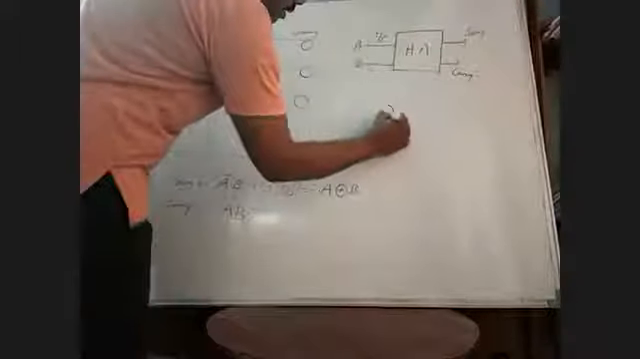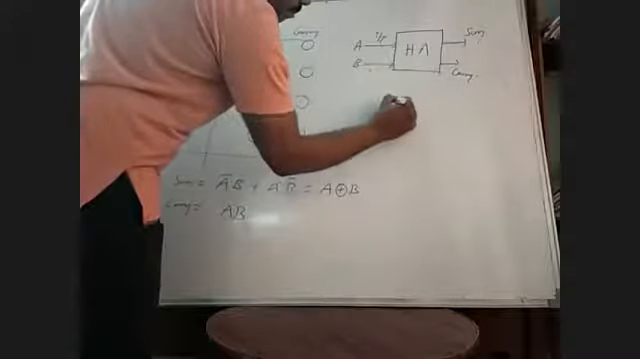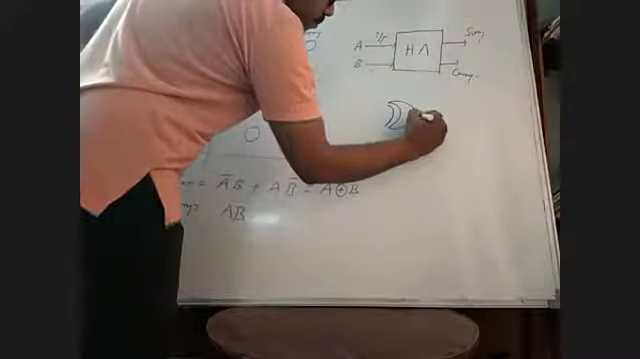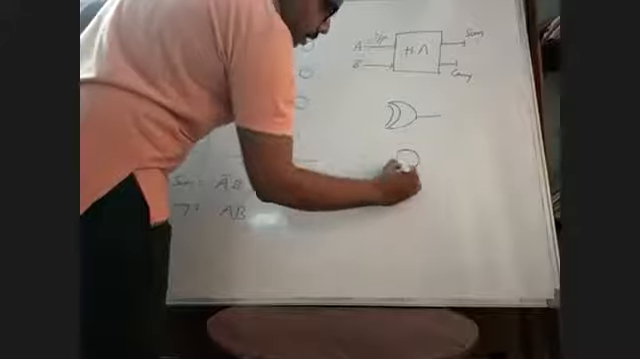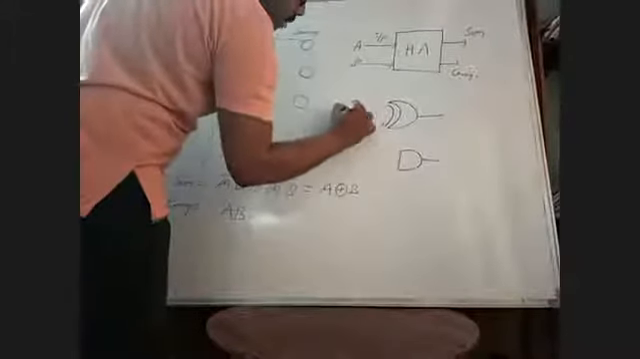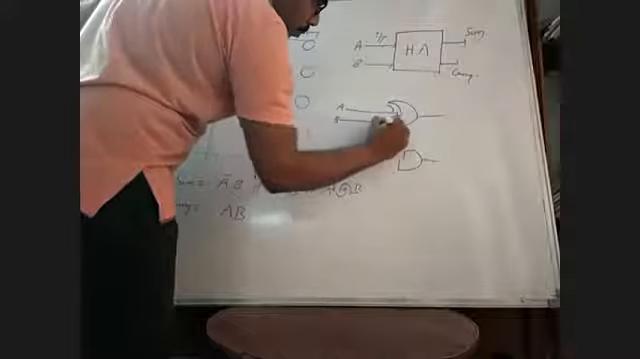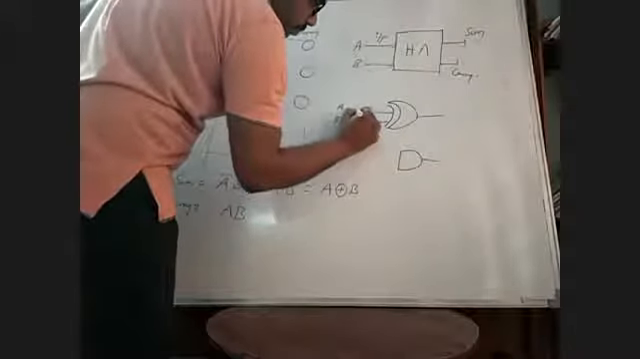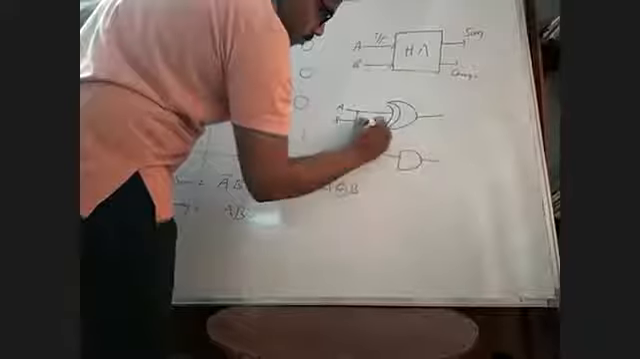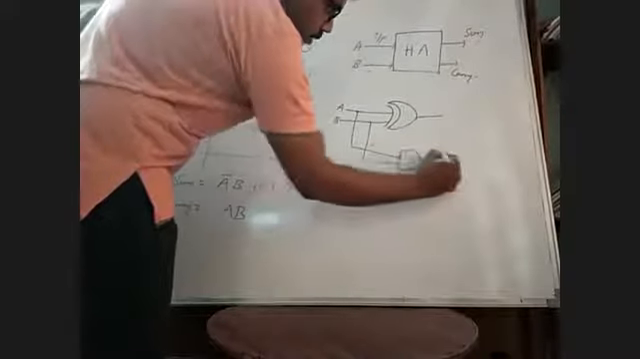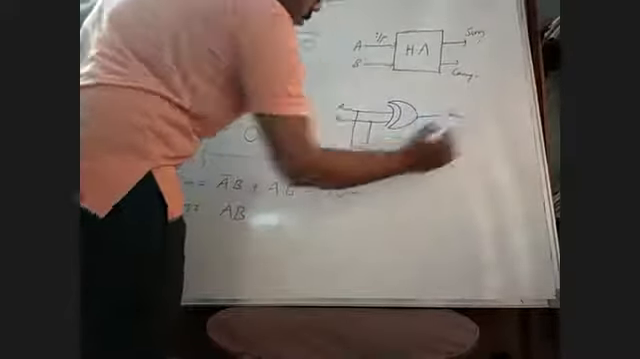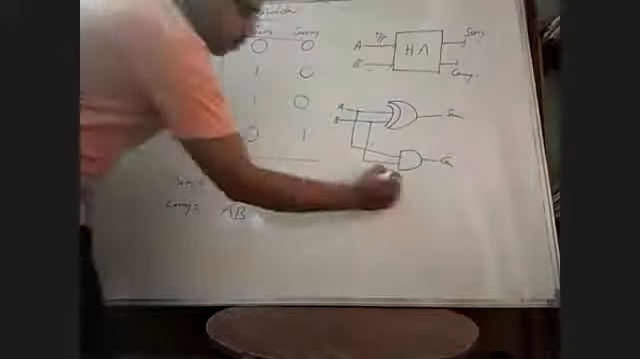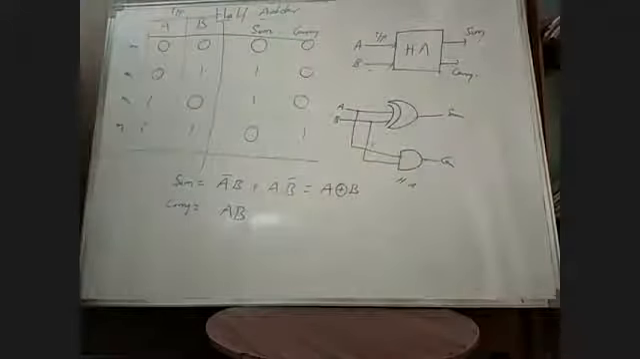To represent the circuit diagram, I can take one exclusive OR gate. This is my exclusive OR gate, and one AND gate is sufficient to represent A exclusive OR B, which is the sum output, and the carry output. This is A and this is B. This is your carry and this is the sum output. This is my circuit diagram for the half adder using an XOR gate and an AND gate.